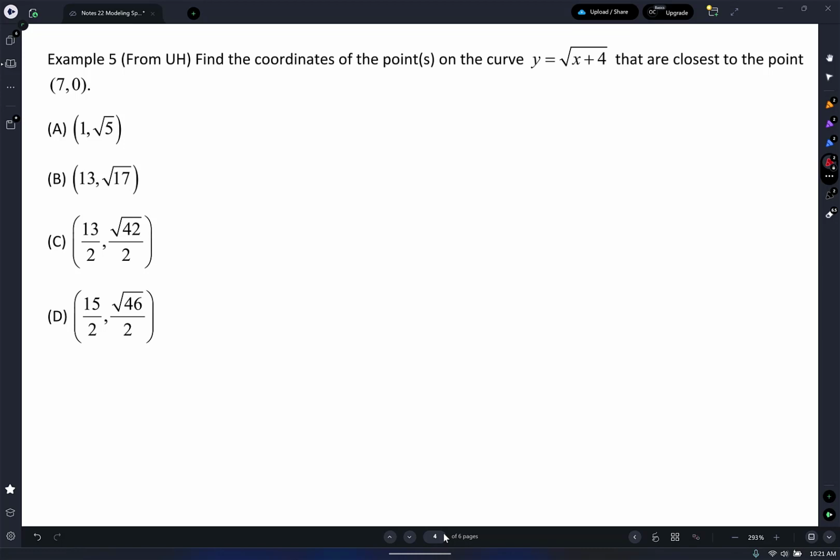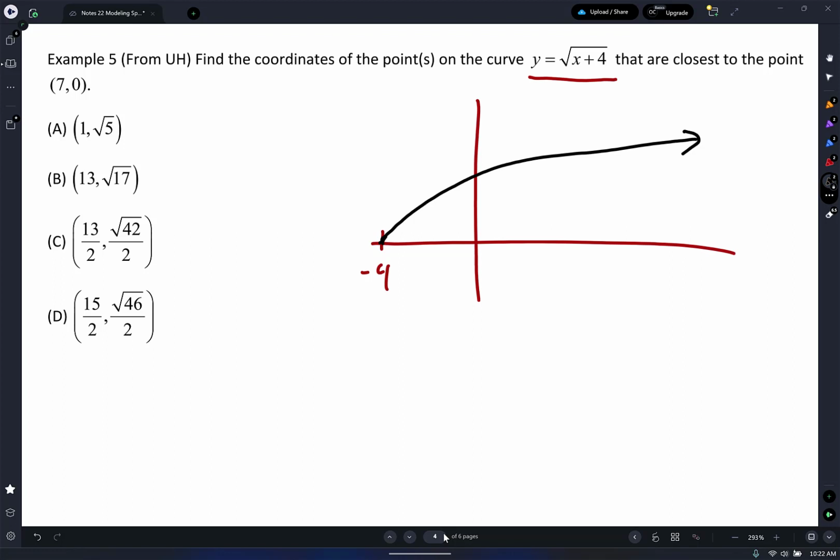It says, find the coordinates of the point on the curve y equals square root of x plus 4. So here's the first thing you've got to know: do you know how to graph that? That's just a square root curve, the square root of x, shifted 4 to the left. So it starts over here at -4. That's my endpoint. And it looks something like that. And that you just got to know, guys. That's just from algebra.